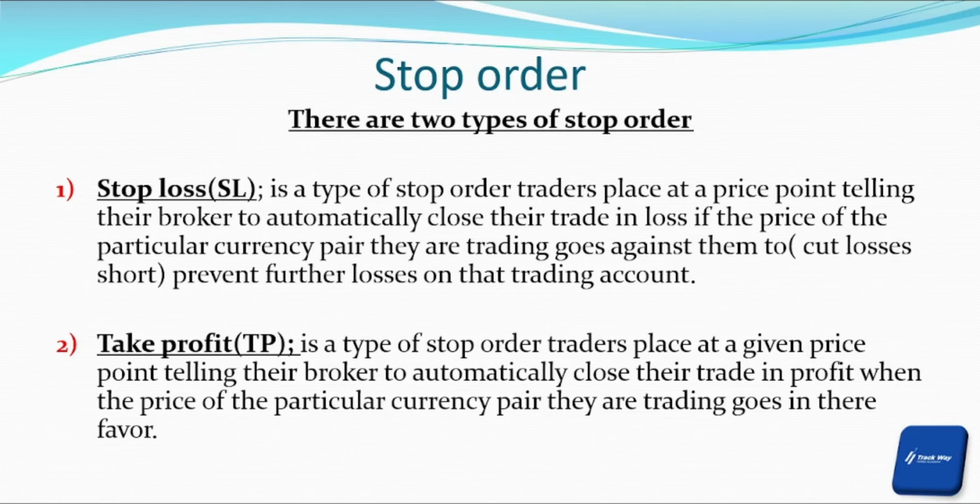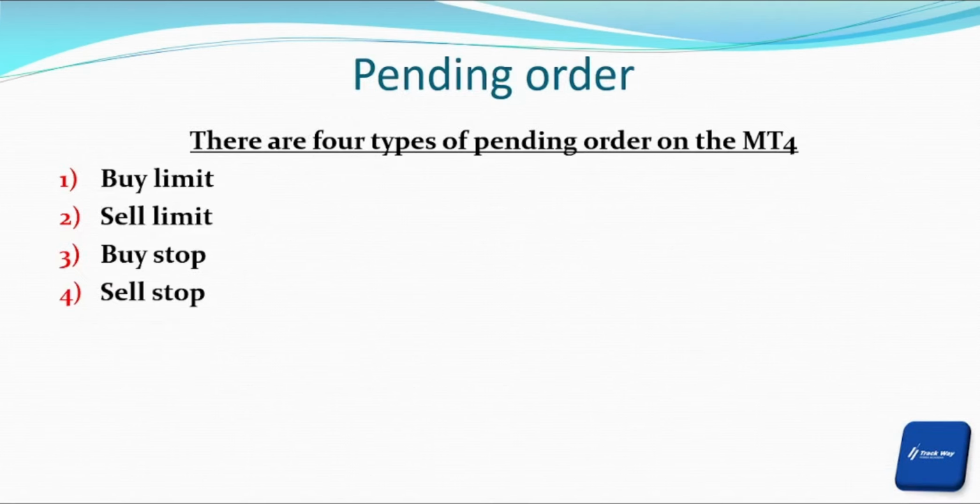So let's move to the next one, which is pending order. Now, on the MT4, we have four types of pending order, which are the buy limit, the sell limit, the buy stop, and then the sell stop. Now, I'm going to take each and every one of them one by one and explain them, all right?